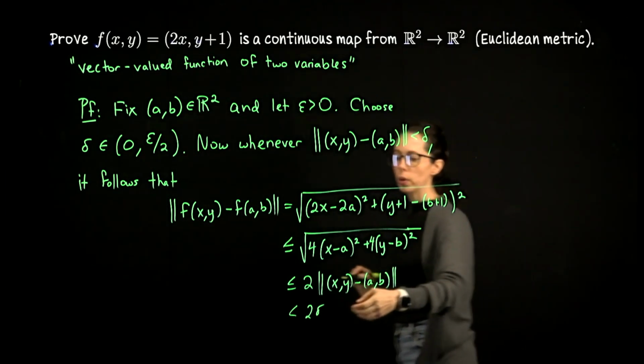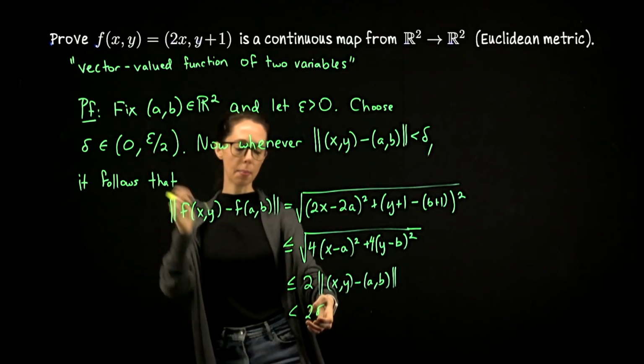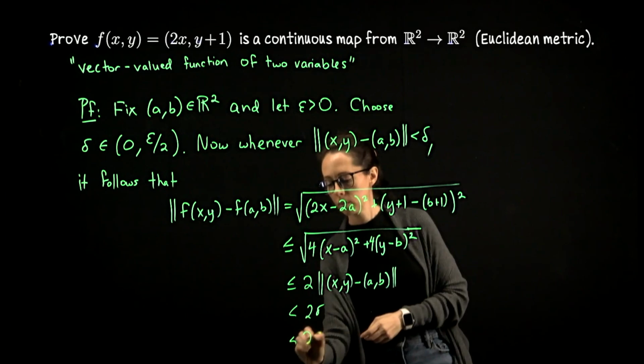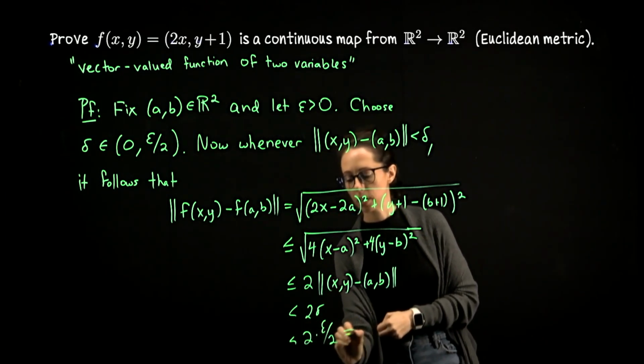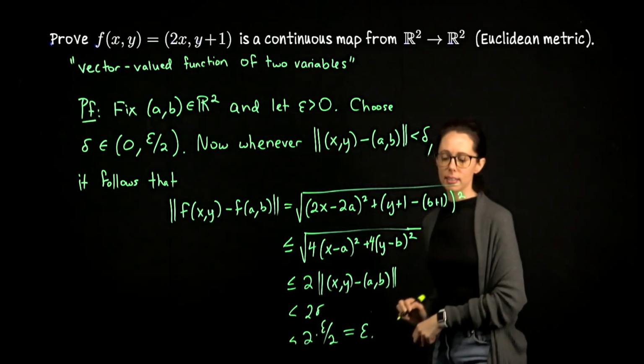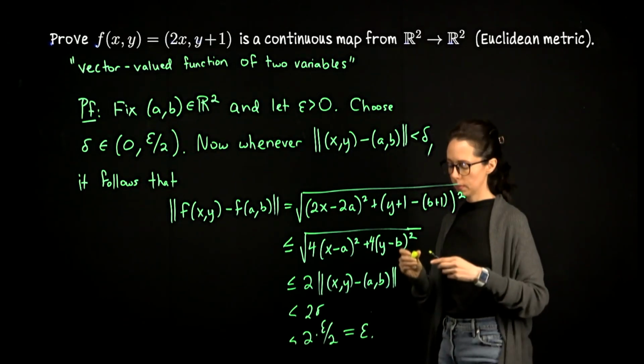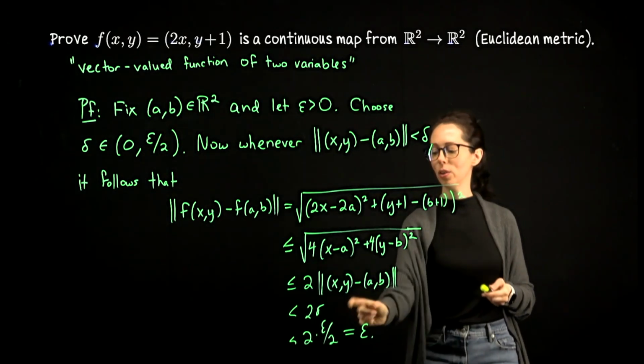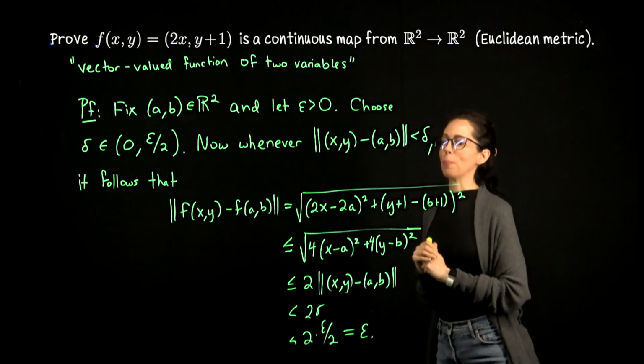But my choice of delta is less than epsilon over 2. And here I'm just going to write off to the right that that is epsilon, keeping in mind that I would normally like to put that down, but I'm out of room.